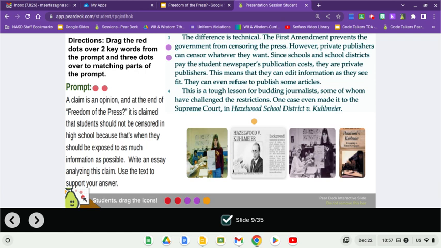Nice. Now we're going to find two parts of the text in blue, for lack of a better word, to match the prompt on the left. So we're going to find two parts that we think match the prompt on the left. Let's reread this real quick.